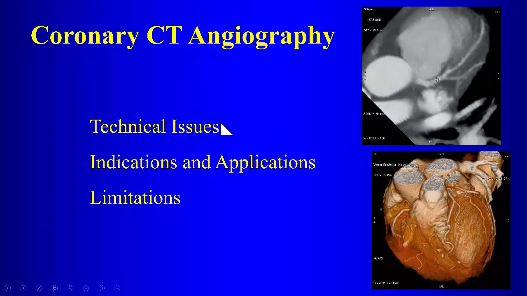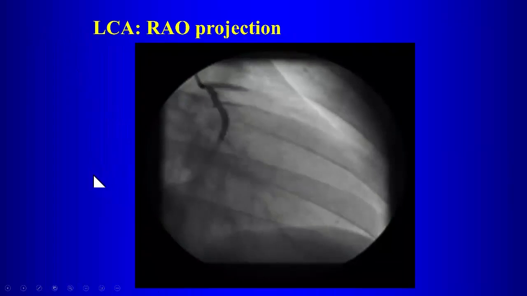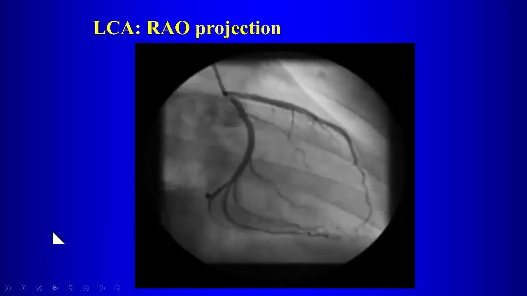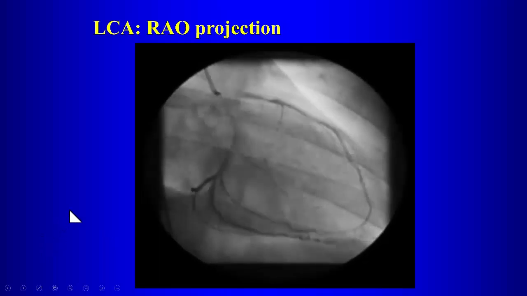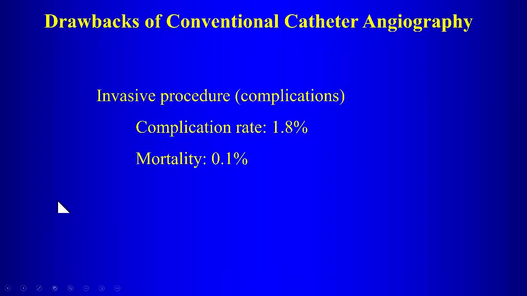So here we'll talk a little bit about technical issues, indications, applications, and some limitations of coronary CTA. So here's a conventional catheter angiography. Very nice delineation of the vessels, right? Very nice resolution. So here they're injecting the left main. It's right into a right projection.